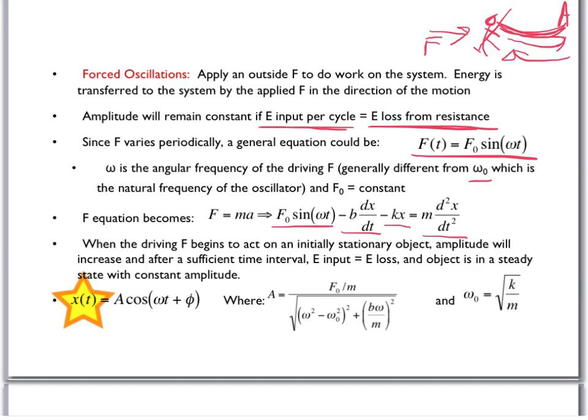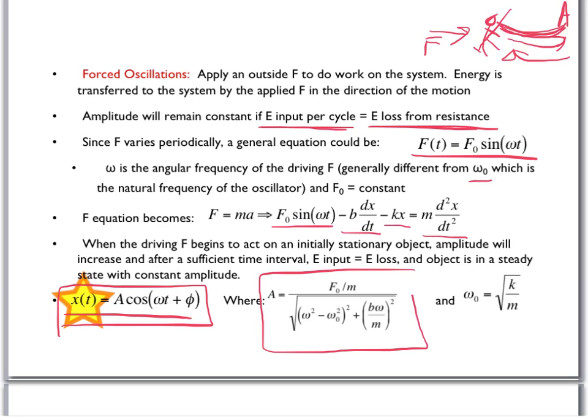And now we could write this as our oscillatory motion, or a simple harmonic motion equation, where again it would fit the pattern of A cosine of omega t plus phi, but the A here would be this big guy right there, where you'd have F naught over m, all over the square root of (omega squared minus omega naught squared) quantity squared, plus (b omega over m) quantity squared. And again, just to remind you, omega naught is equal to the square root of k over m.